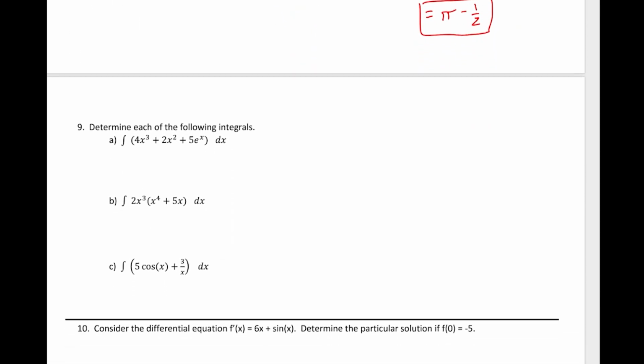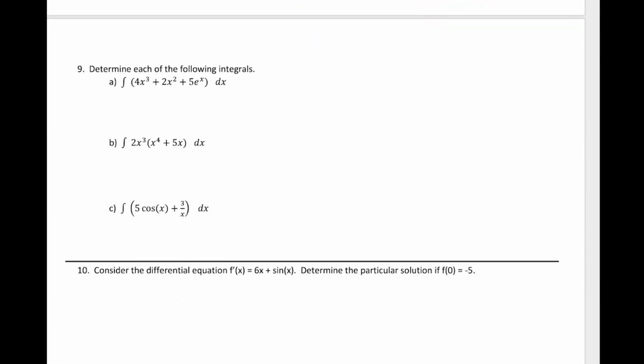Number 9, we're just determining each of the following integrals. These are not definite integrals. These are indefinite integrals. So our answer is going to be not a number, not an area, but rather a family of functions. We'll write an expression with a plus c on the end. Looks like for the first few, we're just going to use that power rule backwards.